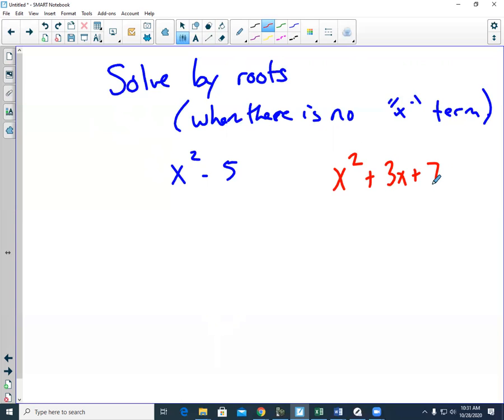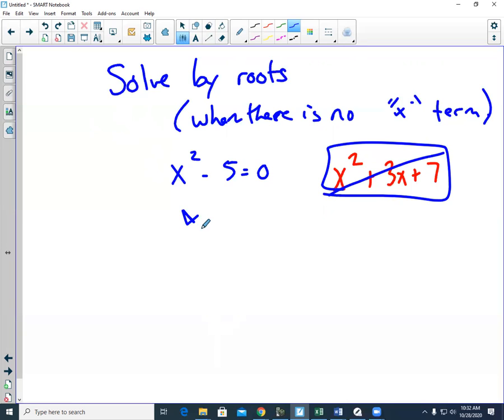So in this case, if I wanted to solve this, we wouldn't be able to use roots for that one. But this one, we would set it equal to 0, and then we would solve. So you would say x squared minus 5 equals 0. Obviously, to solve for x, we would move the 5 over to the other side. So we get x squared equals 5. Then we would take the square root, and I get x equals the square root of 5.